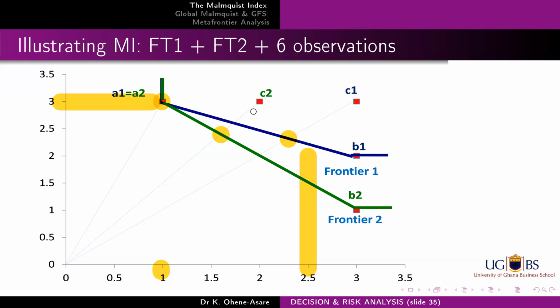What about C2? Own period efficiency score for C2. What about the own period efficiency score for C2?